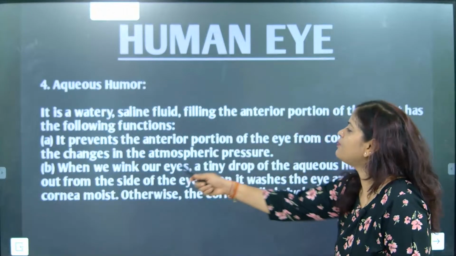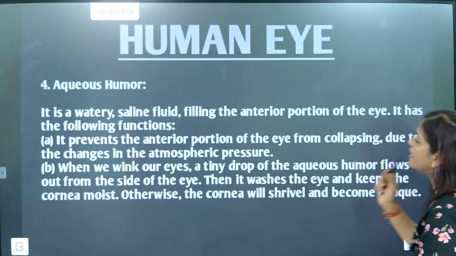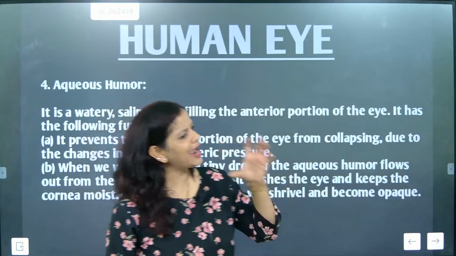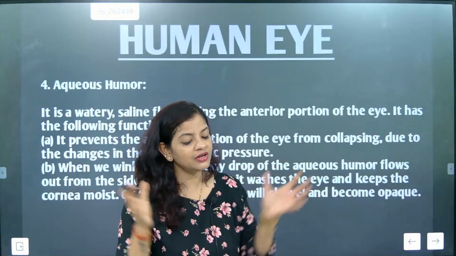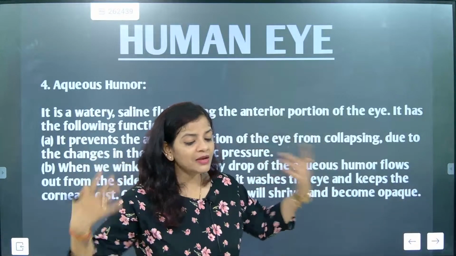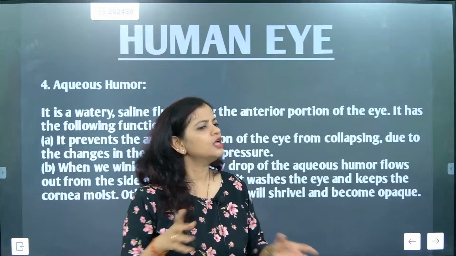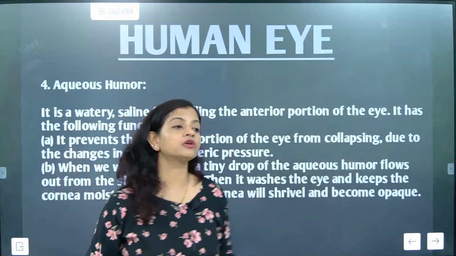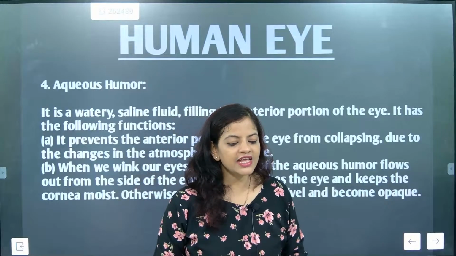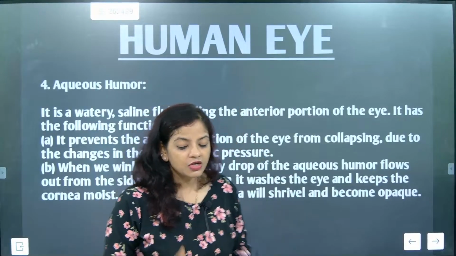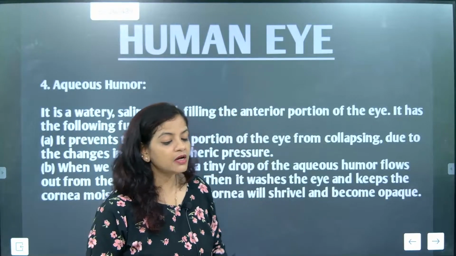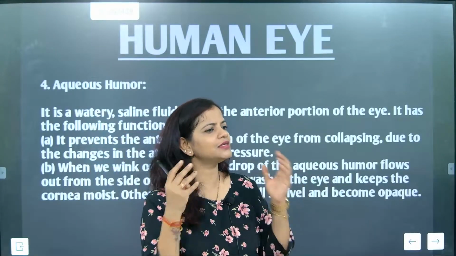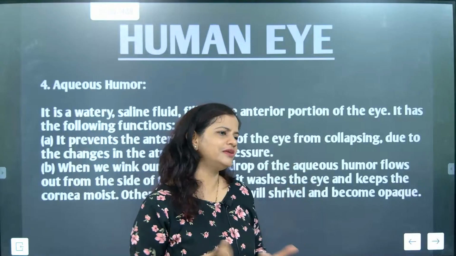Understood? Now it prevents the interior portion of the eye from collapsing. Atmospheric pressure is there, which means the pressure generated by the atmosphere has an impact on the human body. This pressure will also impact the most sensitive organ of the human body. Are you listening to me nicely? Rishabh, good morning, beta. Here you need to understand that this pressure can create problems in all the interior parts.